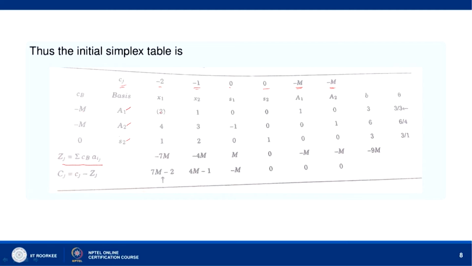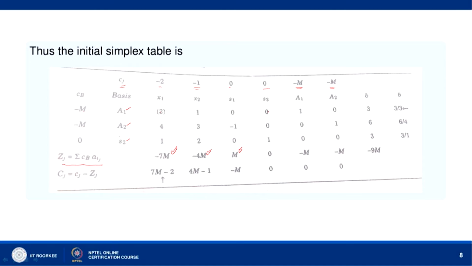So, minus M into 3, we get minus 3M, minus M into 4 we get minus 4M, and then 0 into 1 is 0. So, we get sigma CB aij equal to minus 7M. Then sigma CB aij for the second column, x2: minus M into 1, minus M into 3 is minus 3M, and 0 into 2 is 0. So, we get total minus 4M. Then similarly, minus M into 0 is 0, minus M into 1 is minus M, 0 into 0 is 0, so minus M into minus 1 is M. So, we get M here.